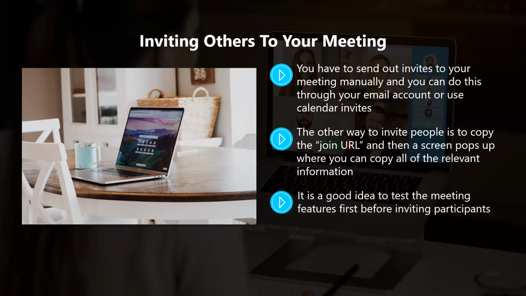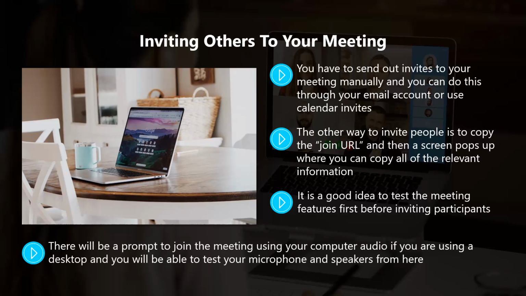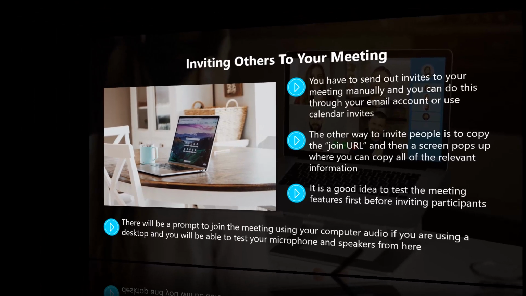It is a good idea to test the meeting features first before inviting participants. You can do this by setting up a test meeting and then selecting Start this meeting. There will be a prompt to join the meeting using your computer audio if you are using a desktop, and you will be able to test your microphone and speakers from here. You can also choose to go full screen.